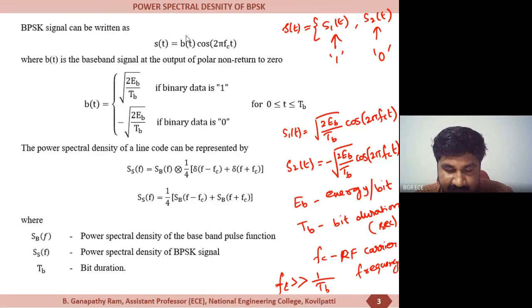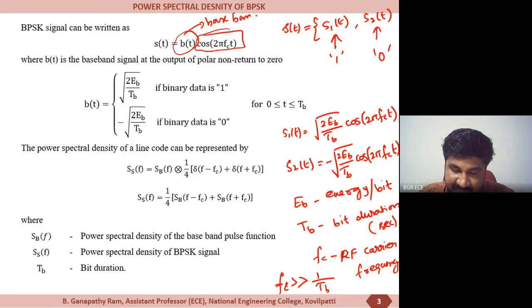Hence, we can simply write S of t as the product of the base band signal and the high frequency RF carrier signal. So let B of t be the base band signal. So B of t can be represented as square root of 2EB by TB for the binary data 1 and minus square root of 2EB by TB if the binary data is 0. And this will occur over a time interval of TB.